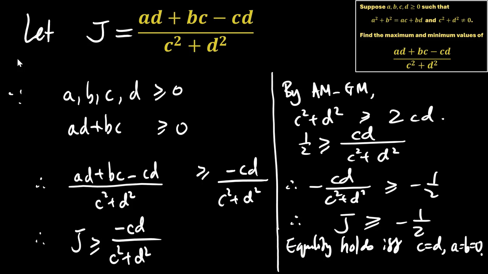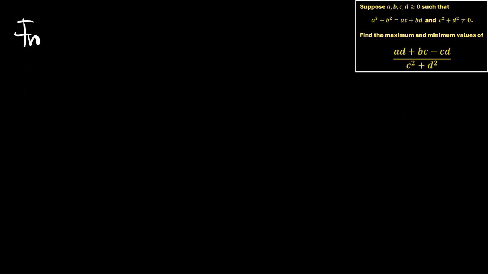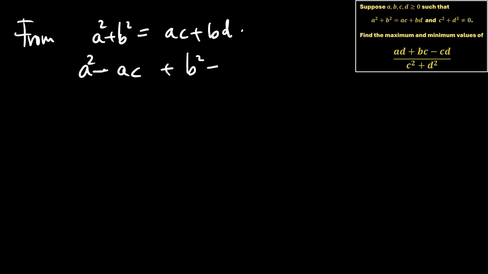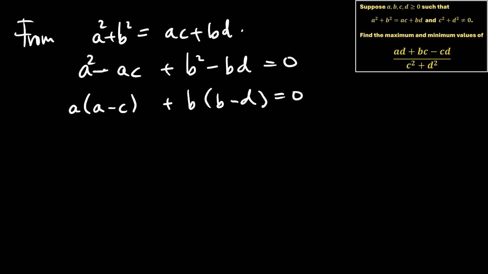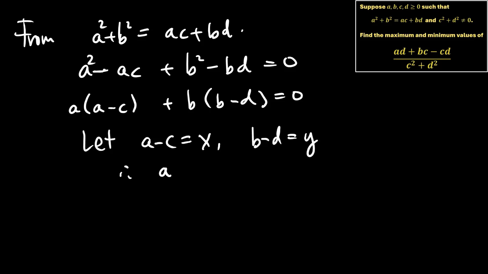How to settle the upper bound? From the condition A squared plus B squared equals AC plus BD, we can write it as A squared minus AC plus B squared minus BD equals 0. So A times (A minus C) plus B times (B minus D) equals 0. Now we let A minus C equal X, B minus D equal Y. Then AX plus BY equals 0.